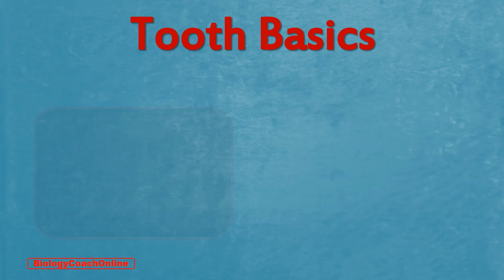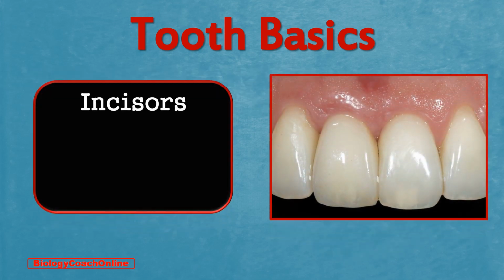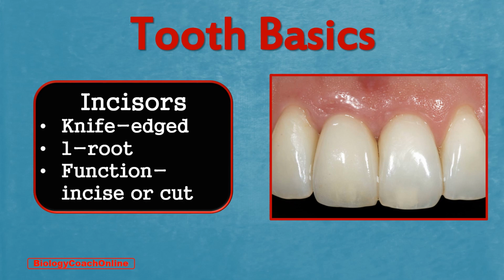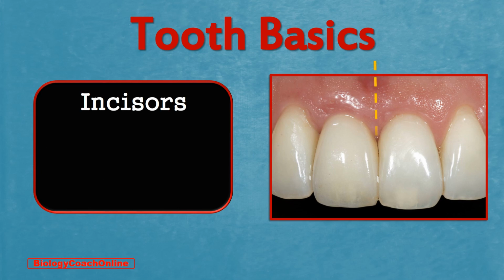Now your incisors are those teeth at the center of your dental arches. Another word for arches is arcades. Incisors have a knife-like cutting edge and a single root, and as their name implies, their function is to incise or cut food. So to keep you oriented, here is your midline.